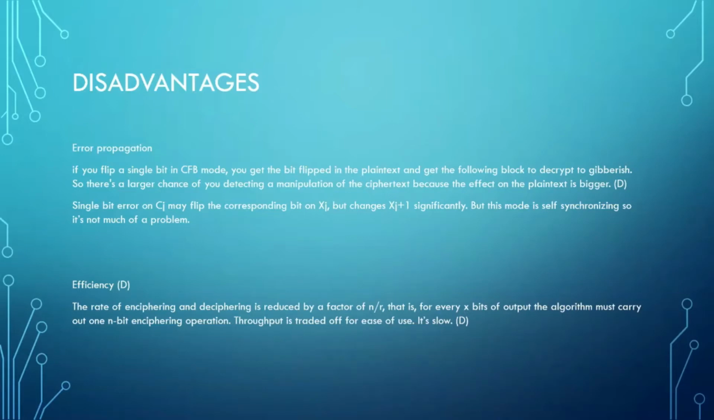And the second disadvantage is efficiency. The rate of enciphering and deciphering is reduced by a factor of n/x. That is, for every x bits of output, the algorithm must carry out one n-bit enciphering operation. Throughput is traded off for ease of use. It's slow. It's not very efficient.